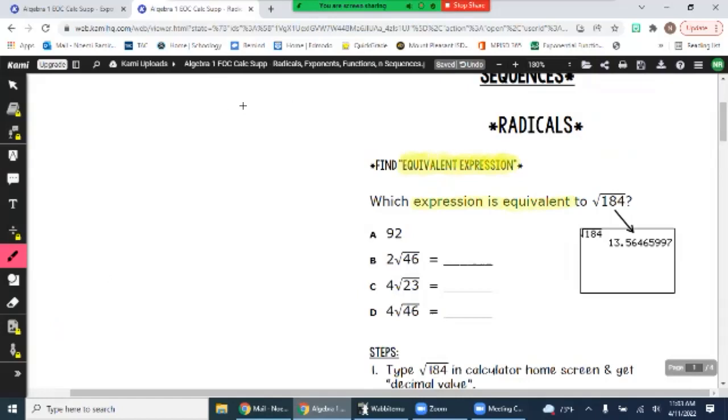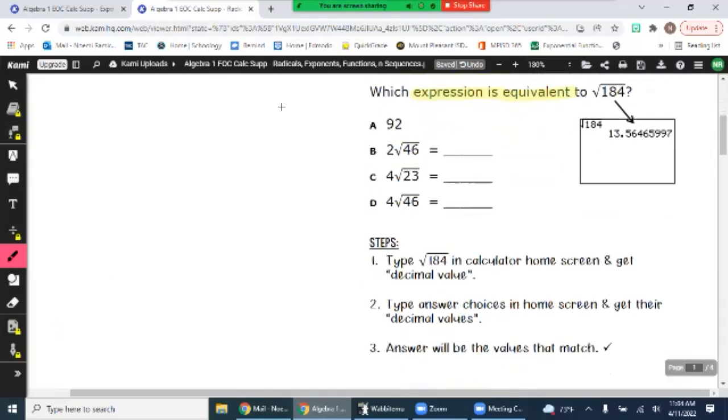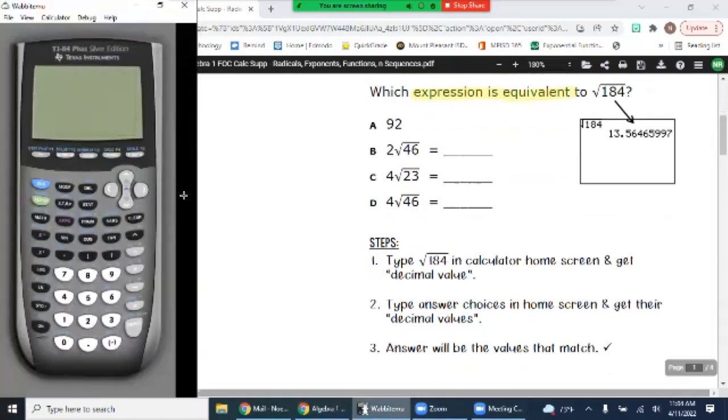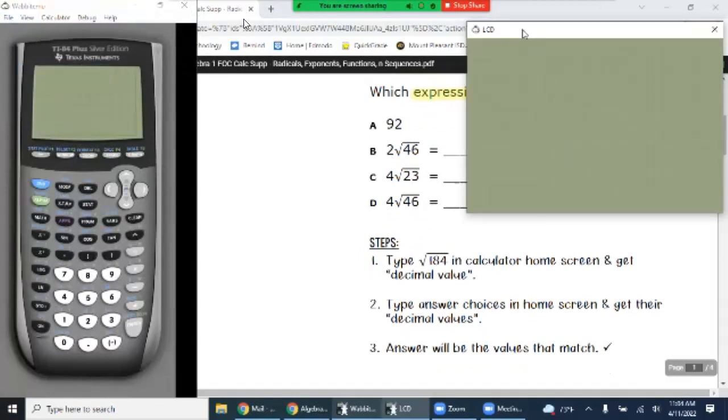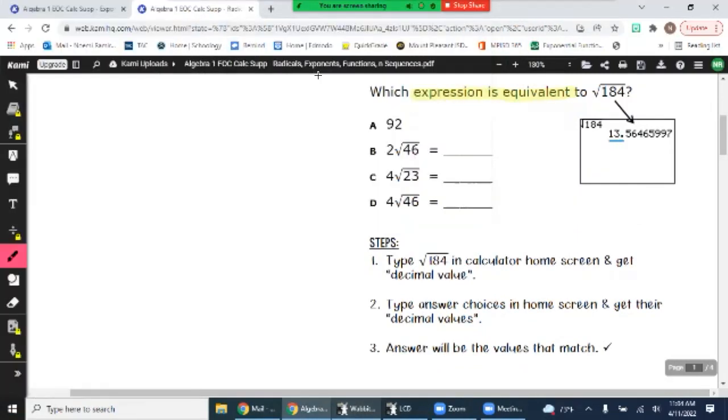Now you're going to have different tricks that you're going to use for different problems, but with this one, one of the things you could do is type square root of 184 into your calculator. Let me clear whatever I have here. Second, square root of 184, and get the decimal value, which is 13.56.